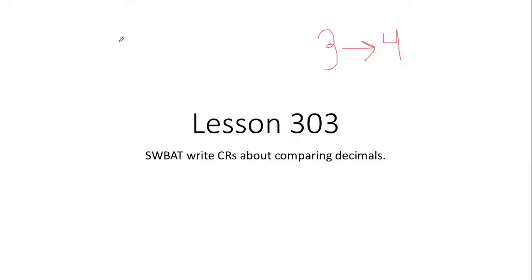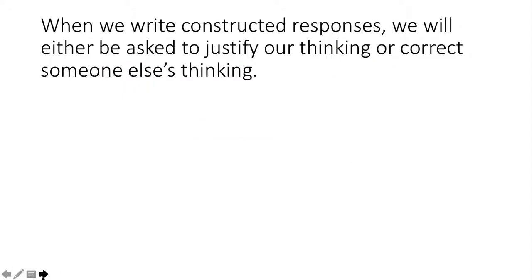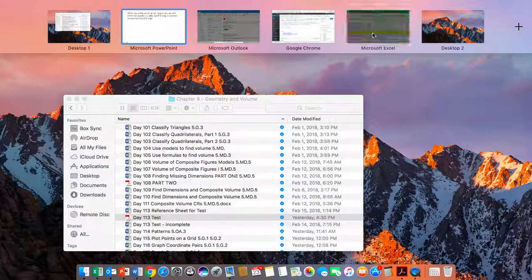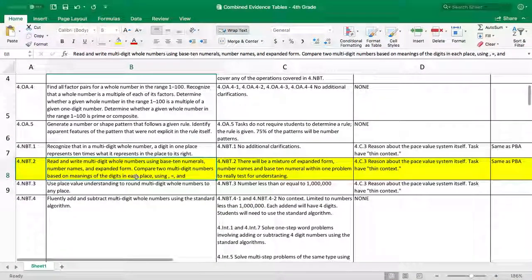And then, of course, you've got your other little pieces of feedback that you'll be using for kids at other levels. So let's dive in. When we write constructed responses, we will either be asked to justify our thinking or correct someone else's thinking. Now, this is a little bit different than whole numbers, right? Because for whole numbers, we just had to reason about the place value system itself, right?